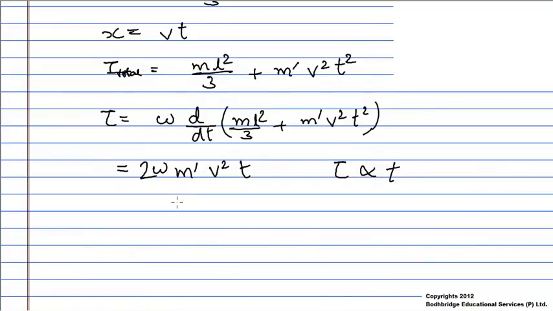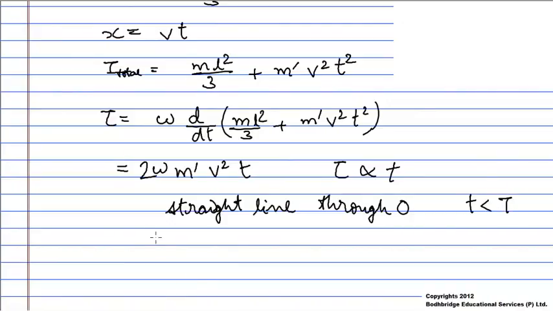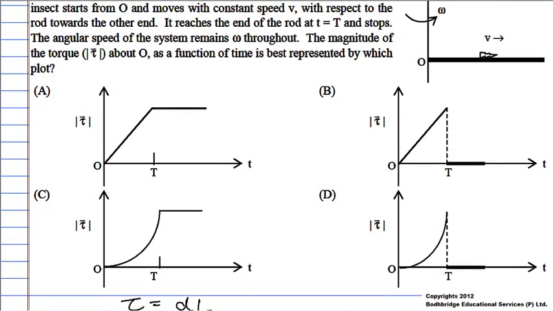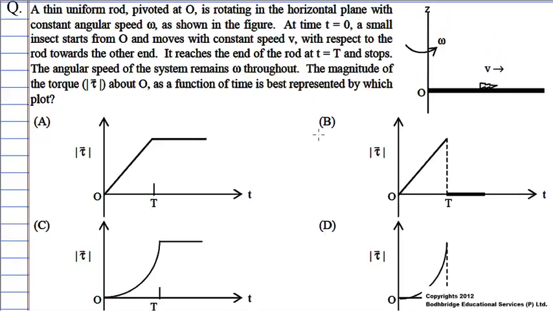So, the plot between torque and time will be a straight line passing through origin for time less than capital T. Now, at t is equal to capital T, the insect reaches the other end of the rod and stops. So, the velocity will be equal to 0. Therefore, torque, which is directly proportional to v square, will be equal to 0. So, for t greater than capital T, the graph will be on the x-axis, which matches best with option B. Therefore, the correct answer for this question is option B.